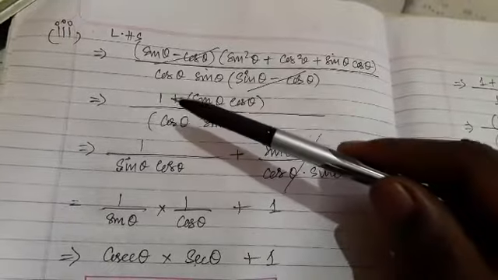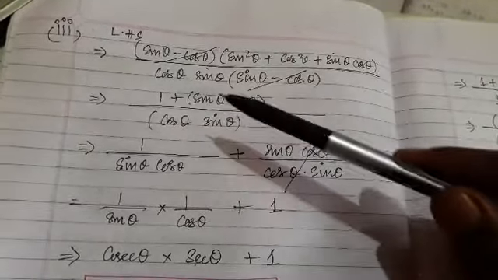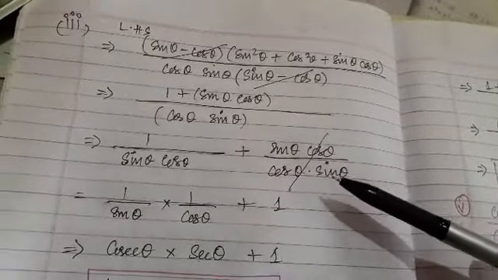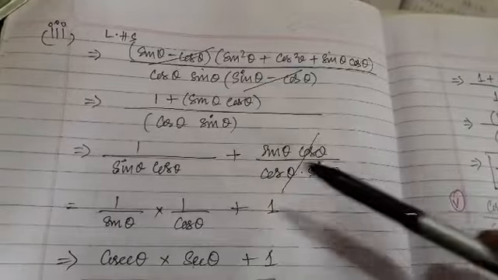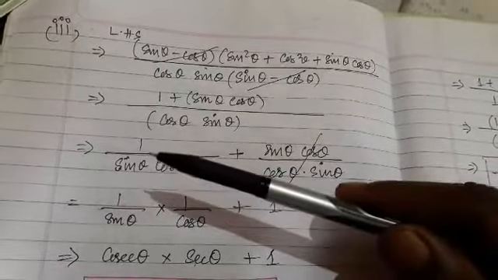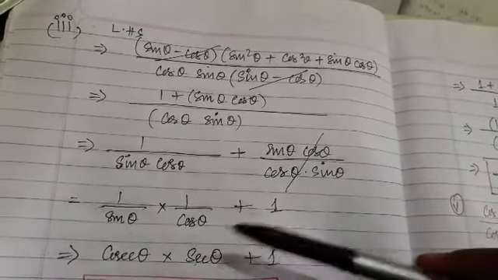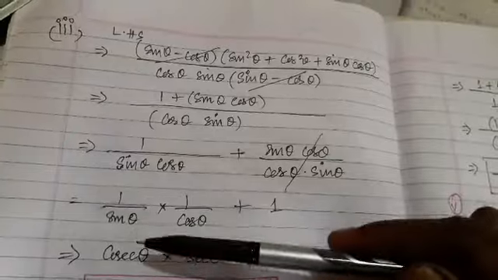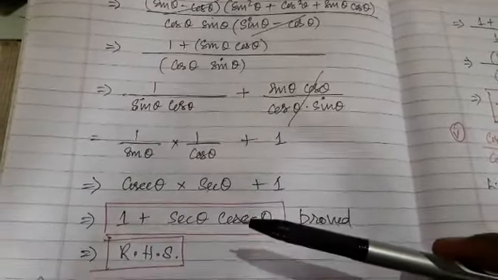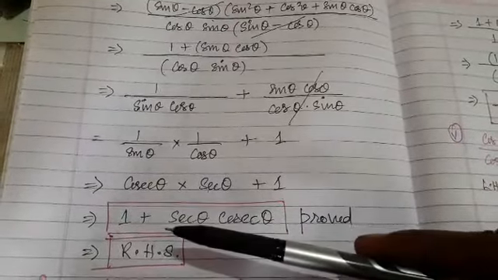Write it in a separate form, 1 upon sin theta cos theta, plus sin theta cos theta upon cos theta sin theta, or sin theta cos theta, whatever form you can write. Okay, this one will cancel, it will become 1 plus 1. Here you write it separately, 1 upon sin theta into 1 upon cos theta, plus 1. What is 1 upon sin theta? Cosecant. What is 1 upon cos theta? Secant. Plus 1.